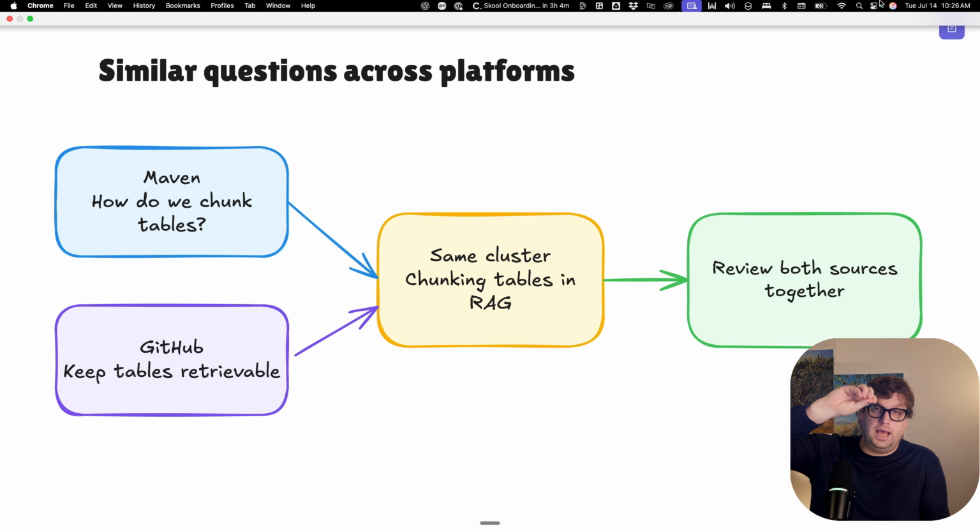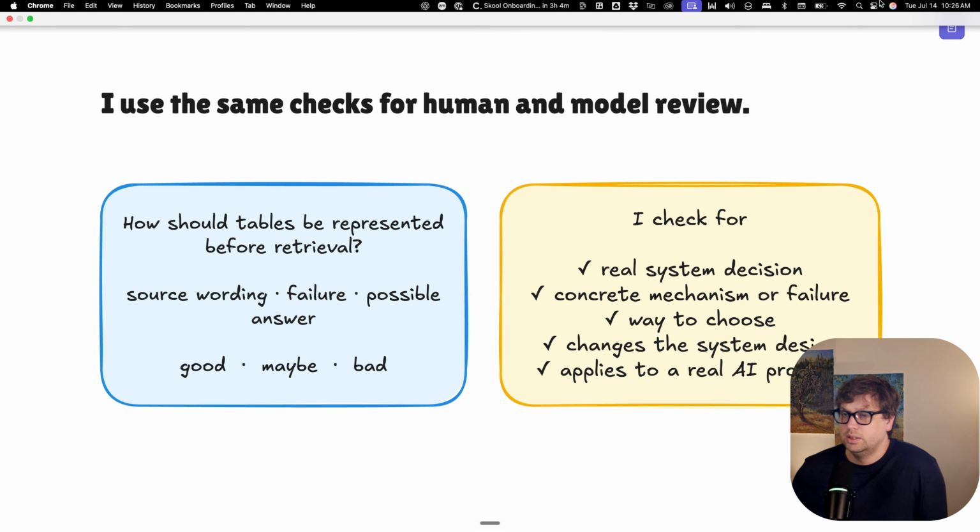First was like, how do I get the table out of a PDF? And then once it is in PDF, or if it originally wasn't in PDF, was in Markdown, how do you make sure that you're not going to chunk in the middle of a table? I look at both those sources together rather than looking at all the Maven stuff and then looking at all the GitHub stuff. And so I review the questions.